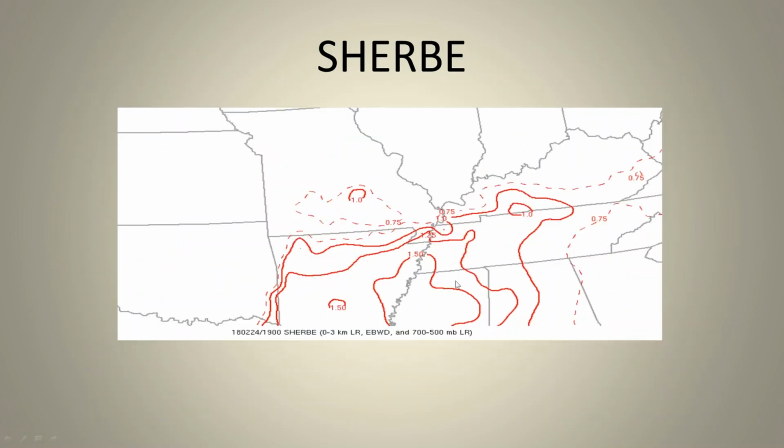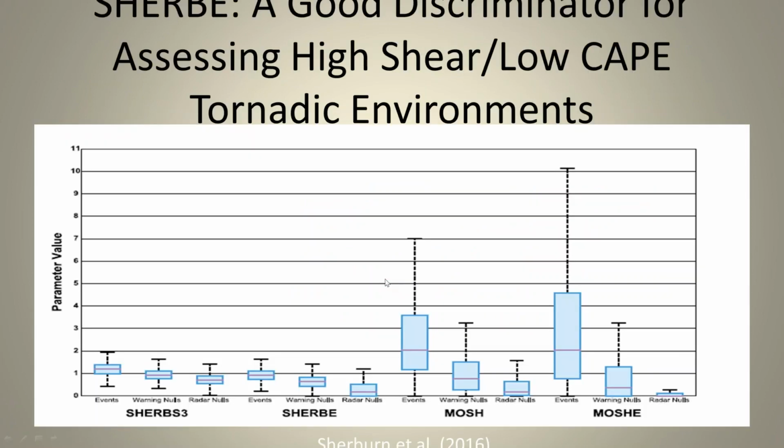The SHERB parameter shows values generally greater than 1 over much of the mesoscale domain. SHERB is a good discriminator for assessing high shear and low CAPE tornado environments. You can see the box and whiskers chart showing the SHERB values for tornadic events, warning nulls where nothing happened, and then radar where nothing happened. An improvement to the SHERB has been developed and is in the MOSH and the MOSHI, and that's available on the SPC Mesoanalysis page.